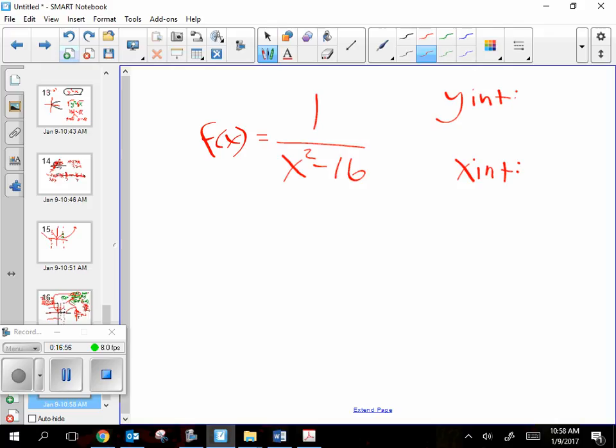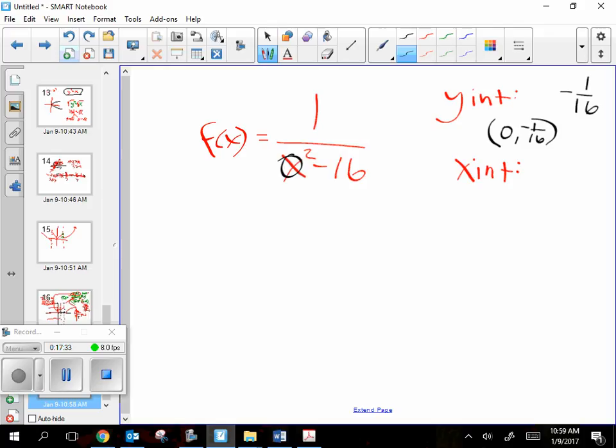Take a moment, figure those out. Well, the y-intercept is where x is 0. 0 squared is 0 minus 16, so it's 1 over -16, so it's -1/16. If I wanted to write that as a point, since it's the y-intercept, where x equals 0, I could write (0, -1/16).